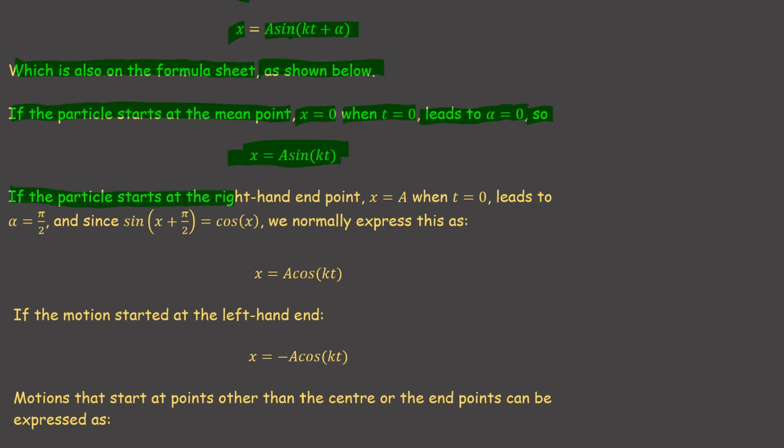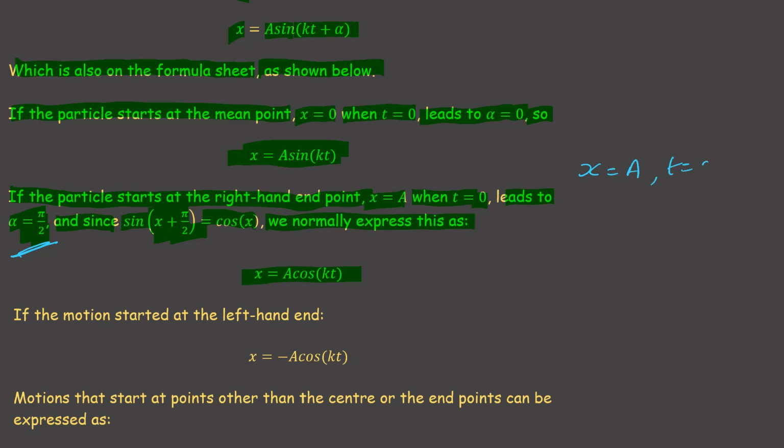If the particle starts at the right-hand endpoint, x is equal to a when t is equal to 0, and that leads to alpha being pi by 2. And since sine of x plus pi by 2 is cos x, we normally express this as x equals a cos kt. I think I might need just to explain that a little bit more. We know that x is equal to a when t is equal to 0, so we would have a is equal to a sine of (0 plus alpha), and we know that sine of pi by 2 is equal to 1, and that's how we get alpha is pi by 2.